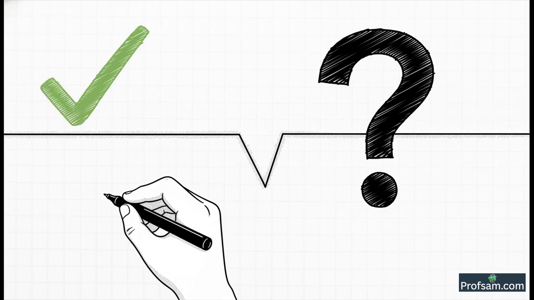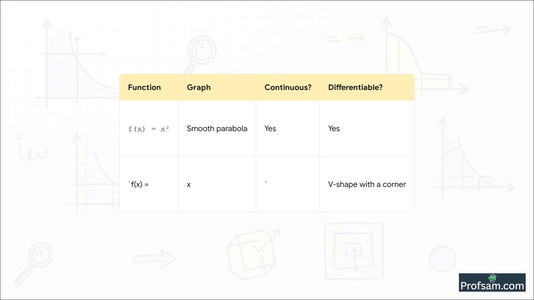Okay, now this brings us to a huge myth, a classic trap that so many students fall into. You might think, hey, if I can draw the entire graph without lifting my pen, that means it's continuous, so it must be smooth everywhere, right? Well, is that actually true? Let's investigate. Let's put two functions head to head.